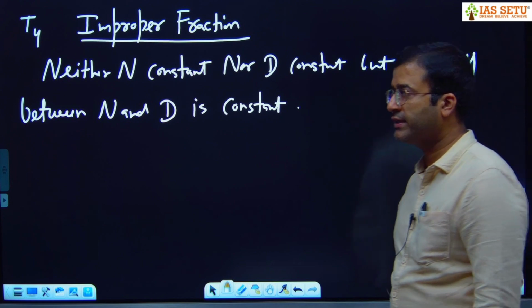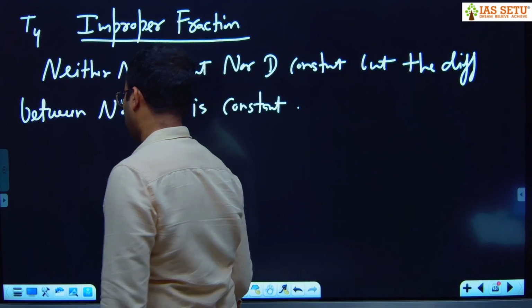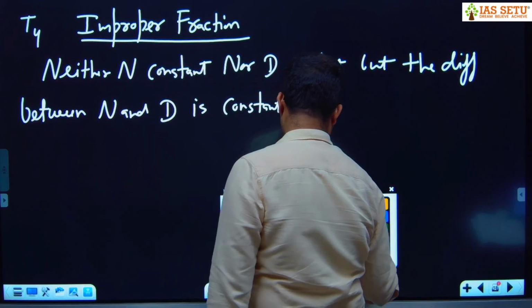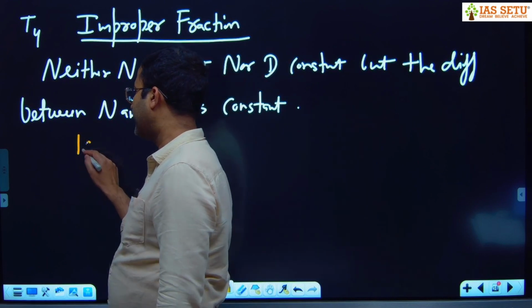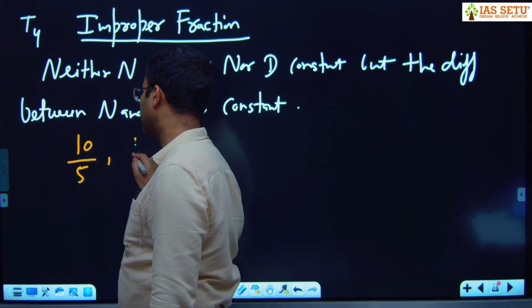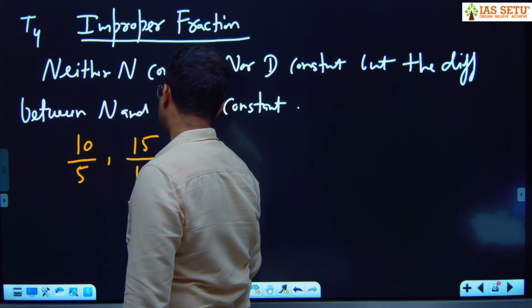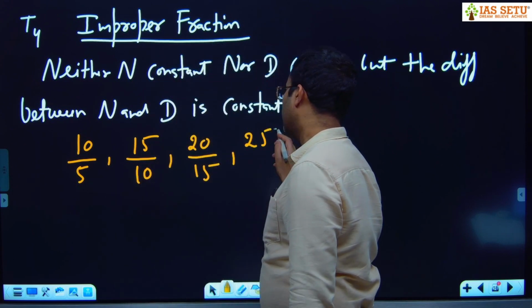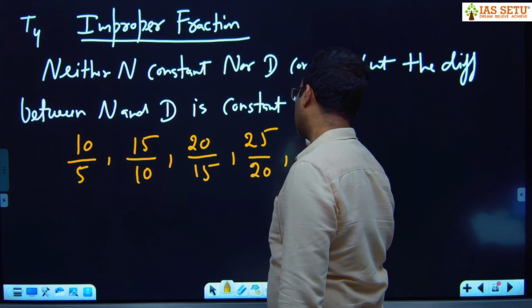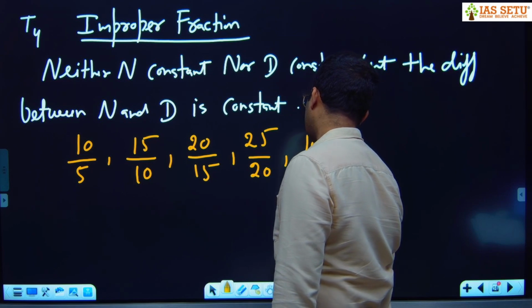Like I give you one example. 10 upon 5, 15 upon 10, 20 upon 15, 25 upon 20, 105 upon 100.